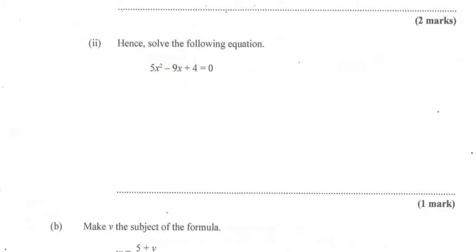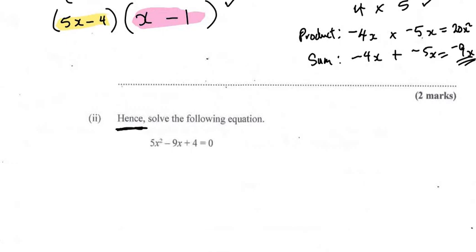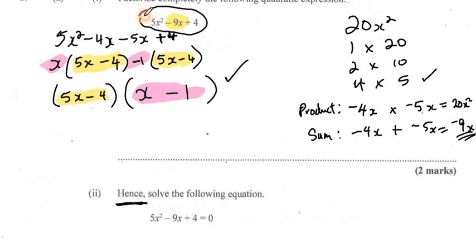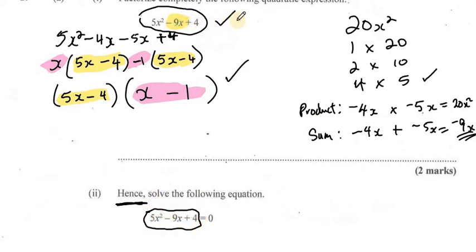Now, here's what they want us to do. They want us to solve this equation. But if you notice, they say "hence." As long as they say that, they're talking about using the answer in the previous step. What we have here, 5x squared minus 9x plus 4, is the same up to this point here. This is an expression. This is an equation. Expressions, we either factorize them or simplify them. But equations, on the other hand, we solve.